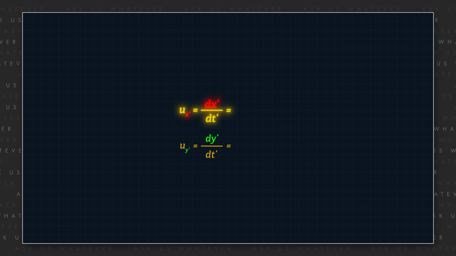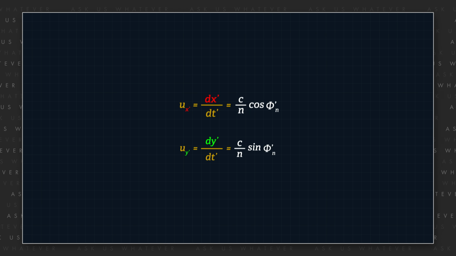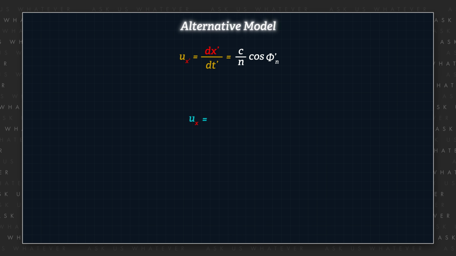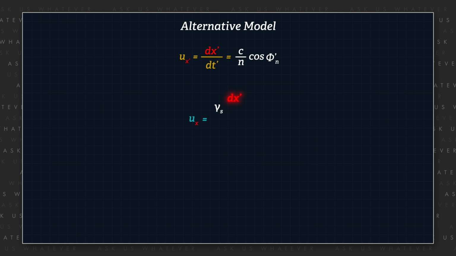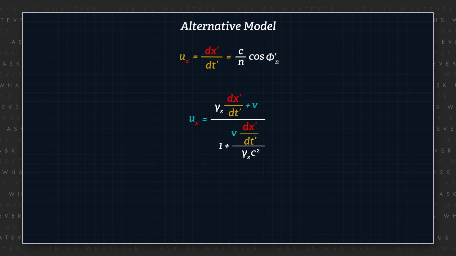The speed relative to the x prime axis will be c divided by n times the cosine of angle phi prime sub n. And the speed relative to the y prime axis will be c divided by n times the sine of angle phi prime sub n. Now the relativistic velocity addition formula of the alternative model is gamma s times dx prime dt prime plus v, all divided by 1 plus v times dx prime dt prime over gamma s times c squared. This is the same as Einstein's relativistic velocity addition formula after dispensing with the absurd notion of length contraction.